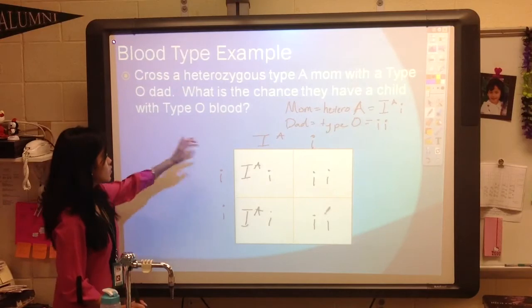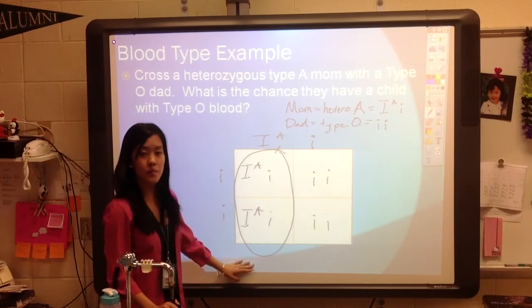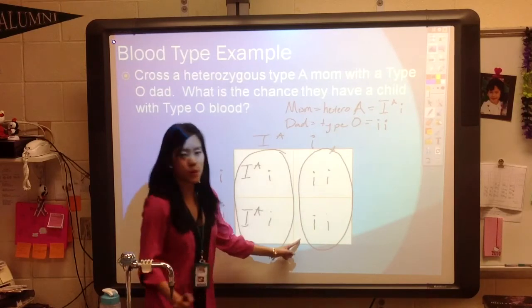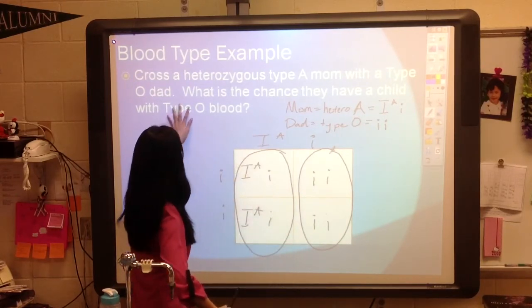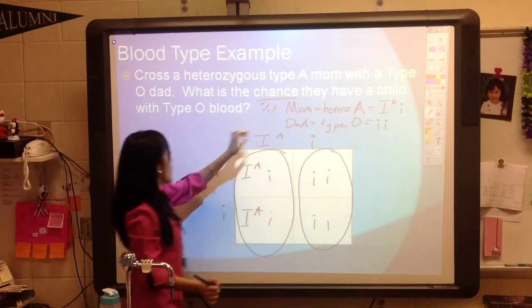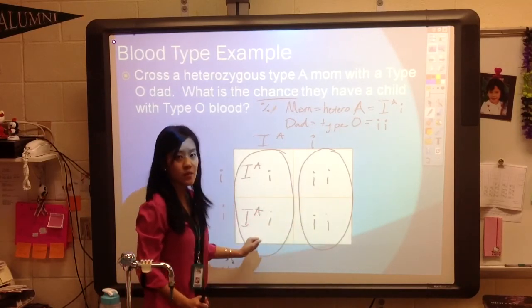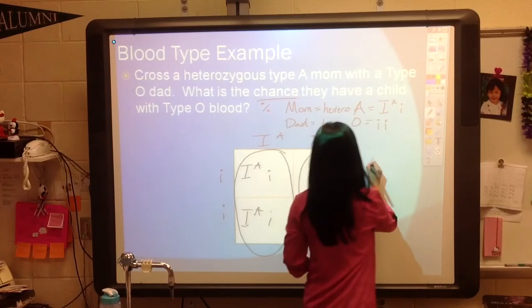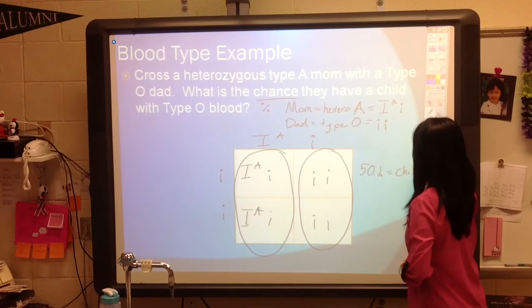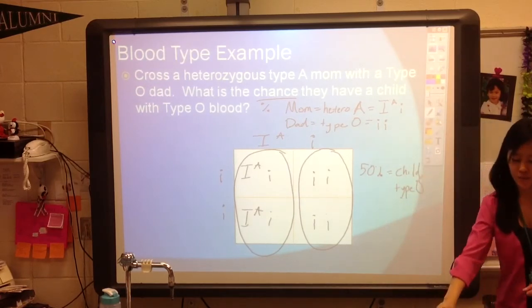So what do we have? Well, in these two boxes, we have what blood type? Type A. In these boxes here, what blood type do we have? We have type O. So here it asks you, what is the chance, and chance is going to refer to a percentage, they have a child with type O blood. And each box represents 25%. So what percent chance do they have? Well, they have a 50% chance of having a child with type O blood. Okay?